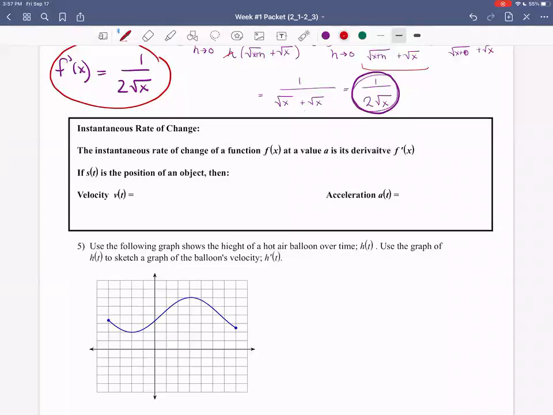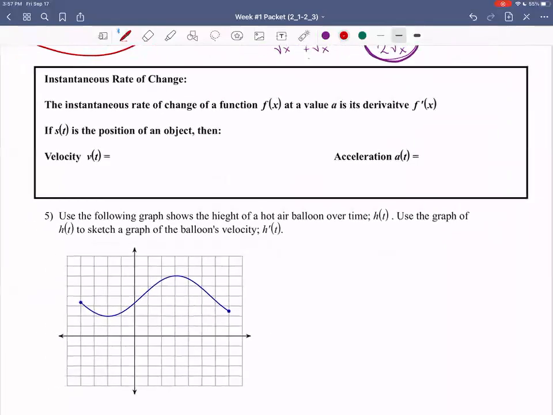In this video, we're going to finish the notes on section 2.3 and look at instantaneous rates of change in a particular context. So in this box here, we have that the instantaneous rate of change of a function, f of x, at a value a is its derivative, f prime of x. So we've seen that before, but now let's look at the context when our function is a position function.